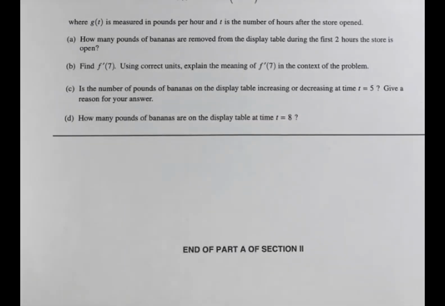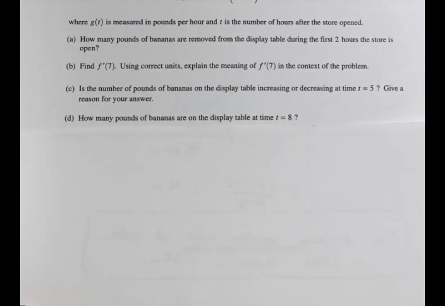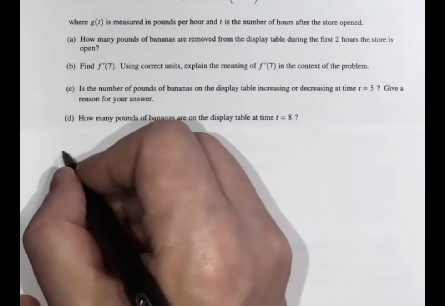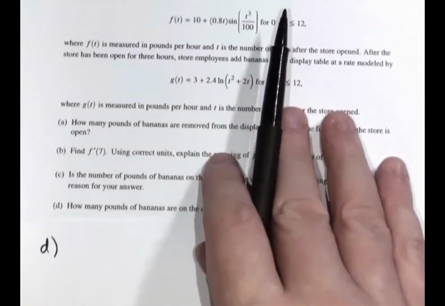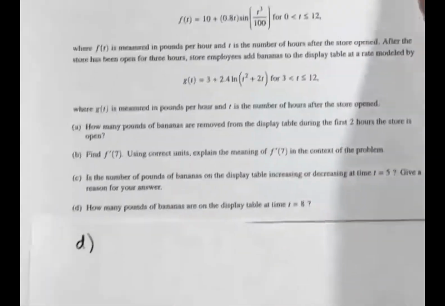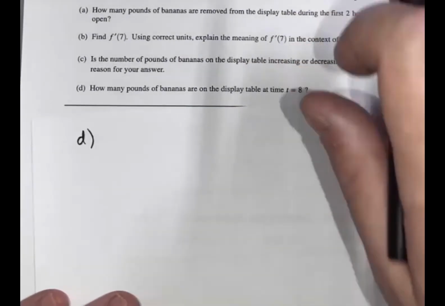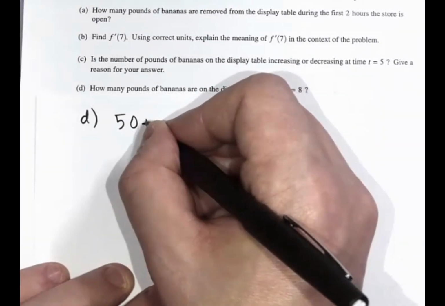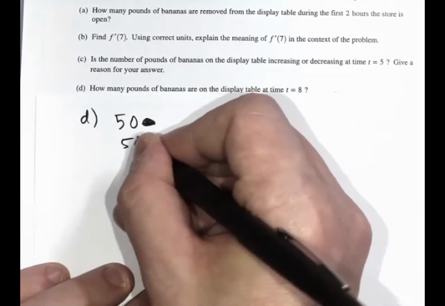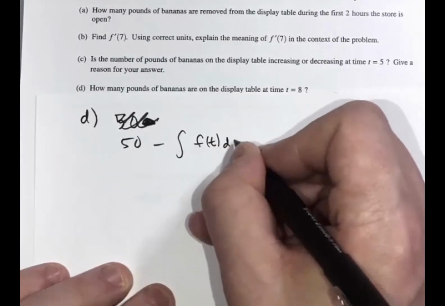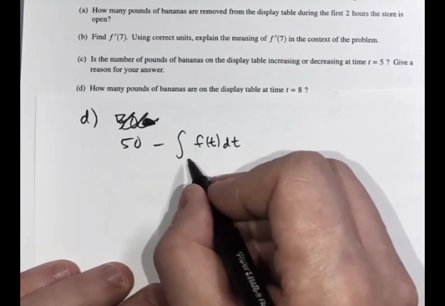Okay, last part. What is happening at D? How many pounds of bananas are actually on the display table at time equals 8? Okay, so remember with the problem we were told that they had from the beginning 50 pounds of bananas. So at the beginning of the day we had 50 pounds of bananas on that display. Then people started eating them. So actually it's going to be a 50 and a minus. And how fast were they eating them? Well, they were buying them, right? Probably not all eating them there. That would be a lot of potassium in one place.